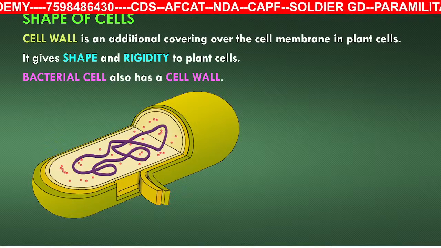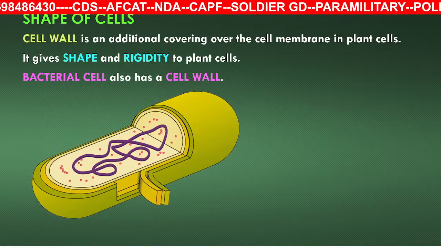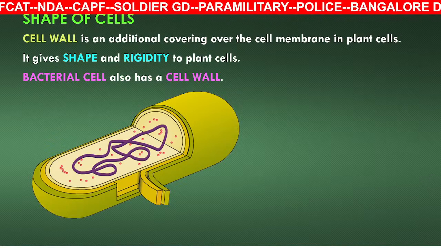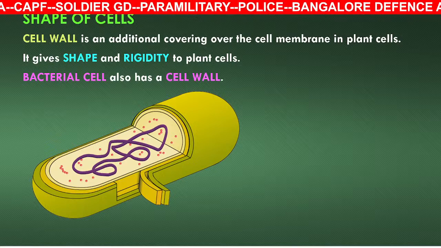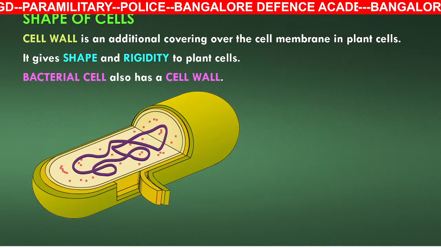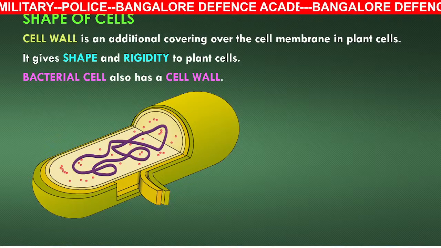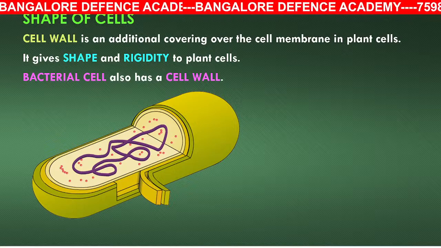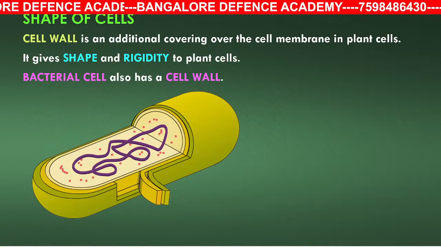Next. Bacterial cell also has a cell wall. Now the question is, bacteria is a plant or an animal? Is it a living being? First of all, tell me. Bacteria is living or non-living? Living. So bacteria is a plant cell or an animal cell? Animal cell. Just now I told you animals don't have cell wall, but here there is an exception. What is that exception? Bacteria will have cell wall.